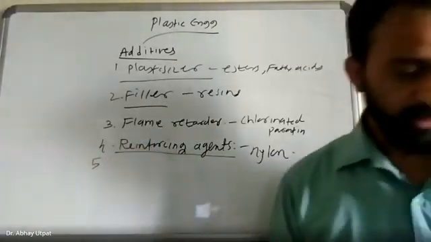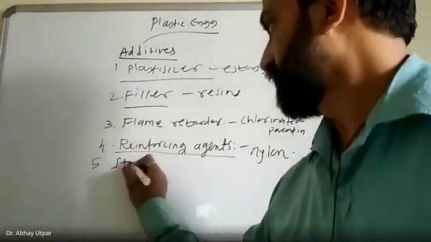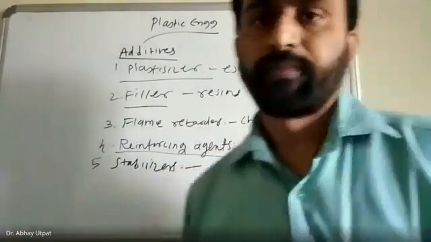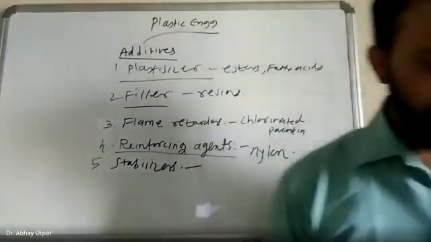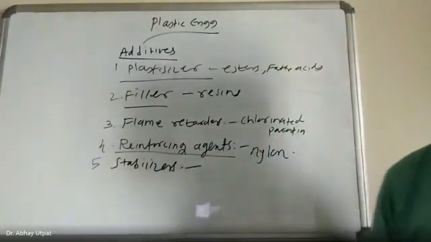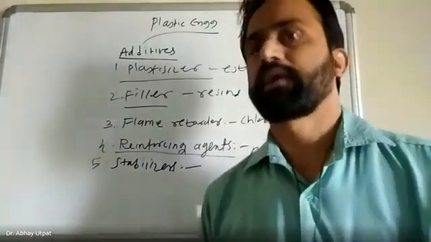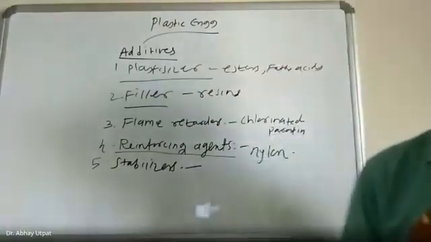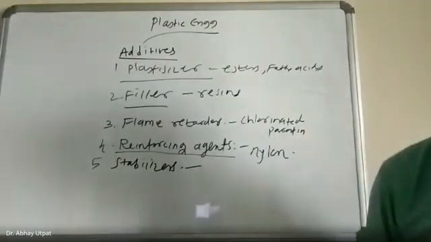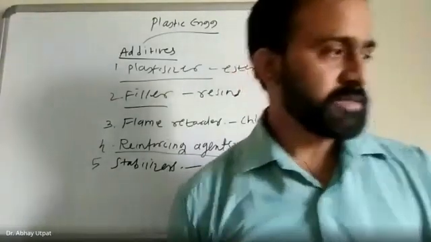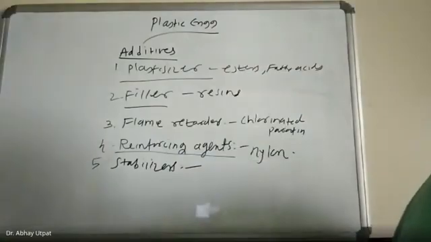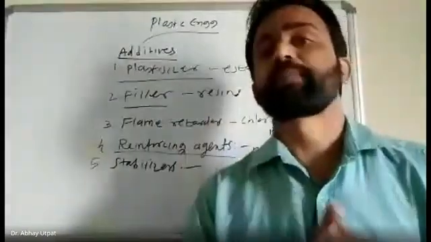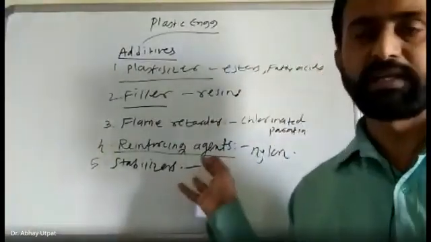Then stabilizers. Stabilizers are used to stabilize the properties, meaning they will not deteriorate or decrease the properties. Stabilizers are elements such as carbon blacks and benzophenones. These are the elements added into the plastic material for increasing the stability. So you can write: for increasing the stability.